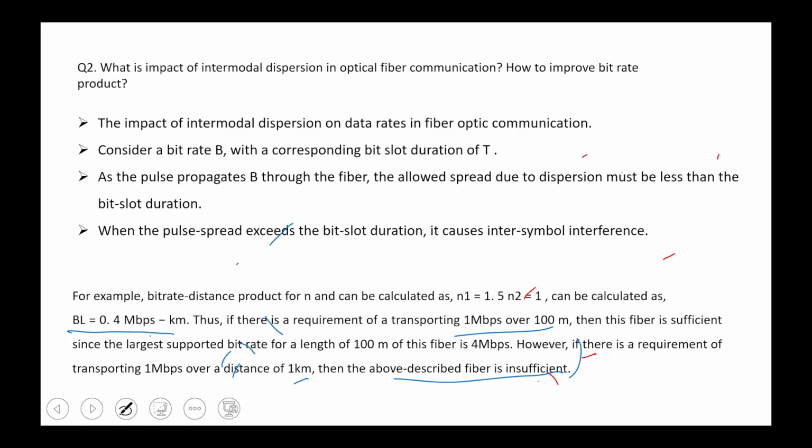Students, from this example, can you briefly tell me what is the significance of the bit rate product? Namita, Manish, anyone can tell me. From this example, how can you understand the significance of the bit rate product in the optical fiber? Hello?